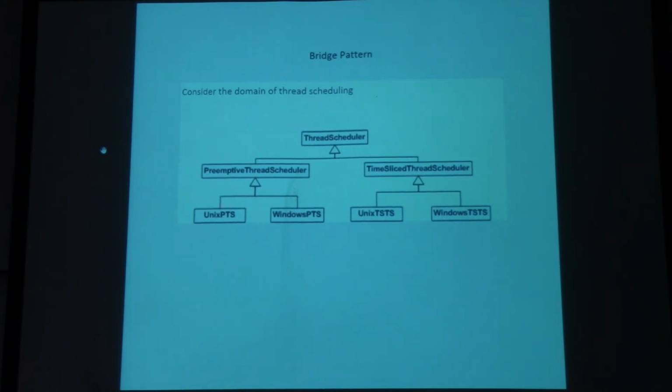Okay, so we have 2 different kinds. And then on the time slice scheduler, we have a Unix time slice thread scheduler and a Windows one. So we have 2 of those. So for each implementation of the thread scheduler, we have 2 operating systems that we have to implement it on.